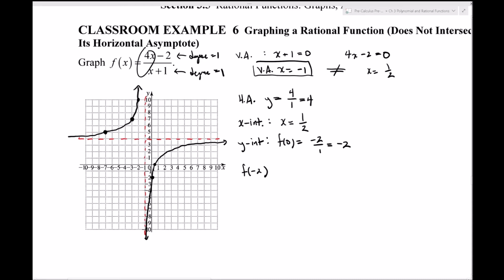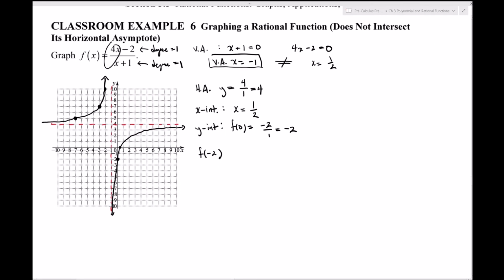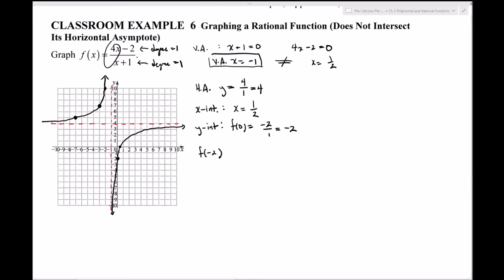It's going to keep on dipping down that way. And that's what that's going to look like. So that's good enough for the graph itself. But I'm not really done talking about example 6 because there's another way that we could do this.